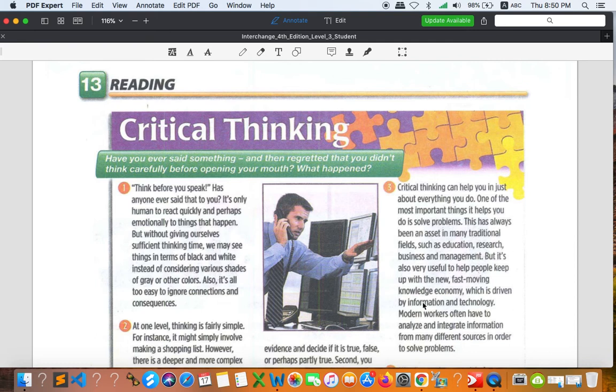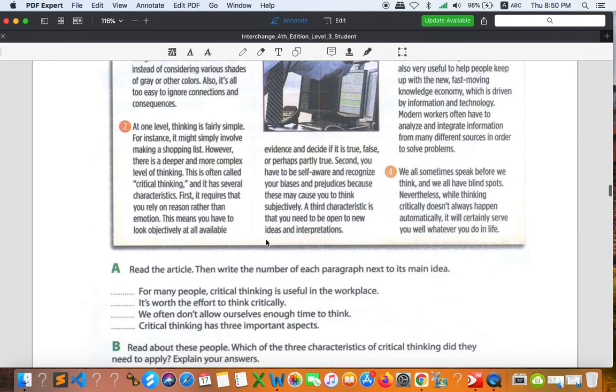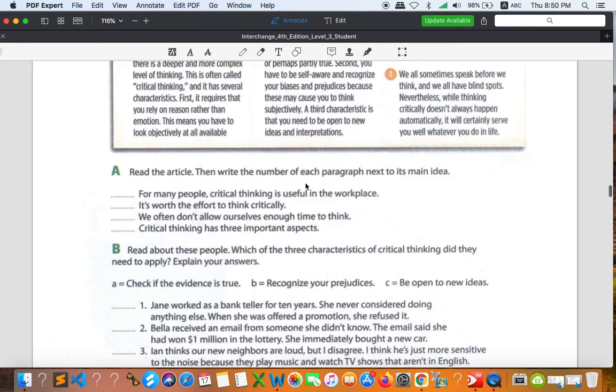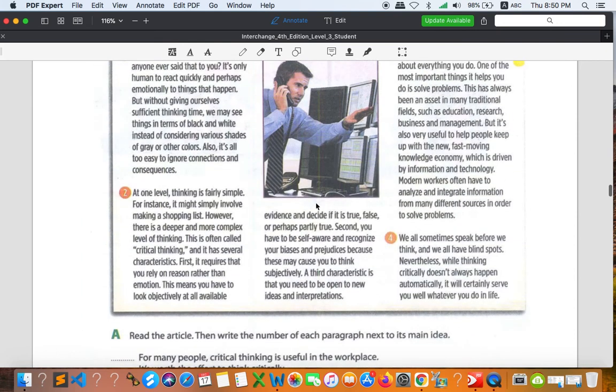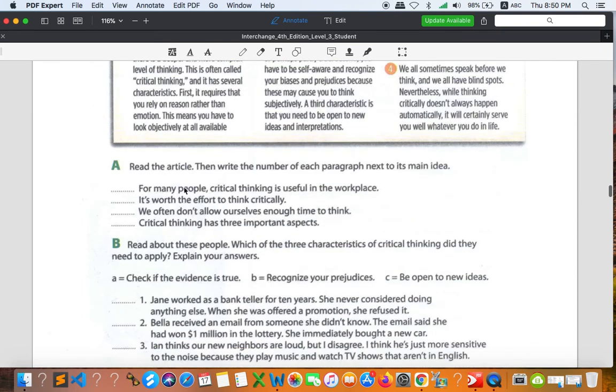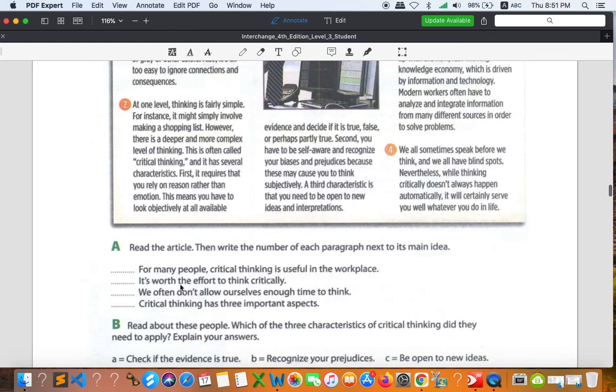Okay. All right, so your job is to read this text, everyone, the whole text right here, and once you finish this, you can go to part A, read the article, then write the number of each paragraph next to its main idea. Okay, so we have 4 paragraphs right here, and these are main ideas, so I'd like you to match the number of the paragraph right here with the main idea.